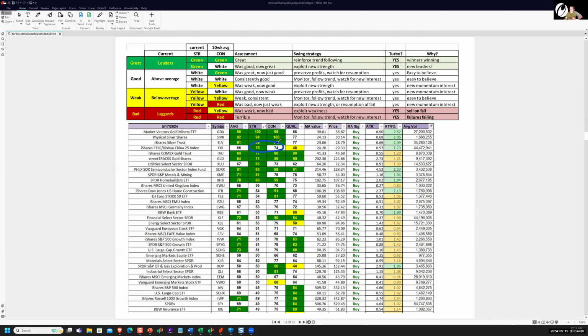This is China, green and white. Was good, now great. Exploit new strength, new leadership. There's enough liquidity in it too to trade it short term.